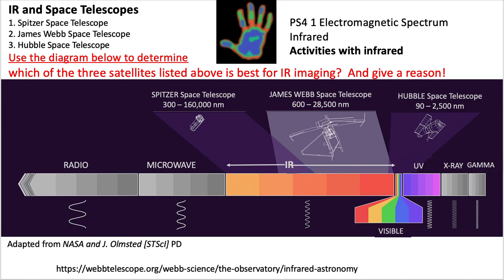Now it looks like all of it, but it's just part of it covered by those 3 space telescopes. And use that diagram to determine which of the 3 satellites listed, 1, 2, and 3, are best for infrared imaging, and give a reason for it.